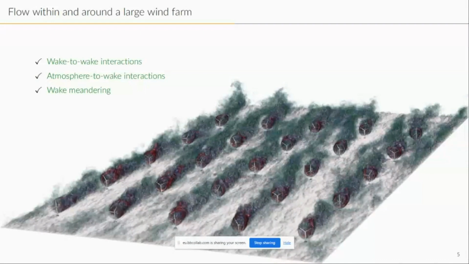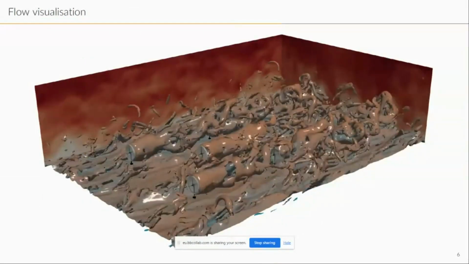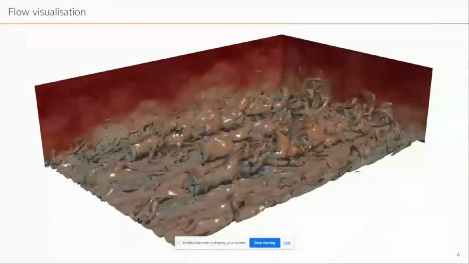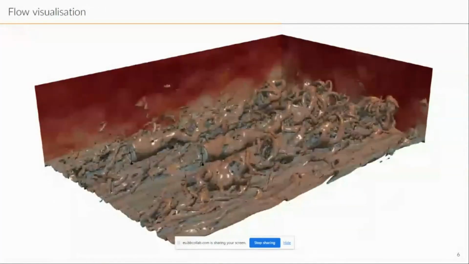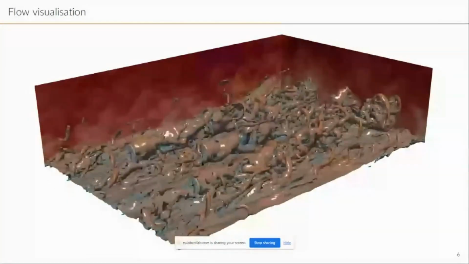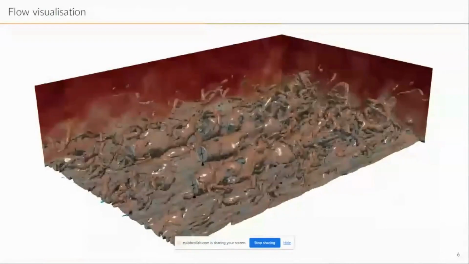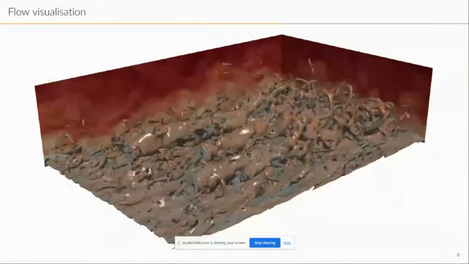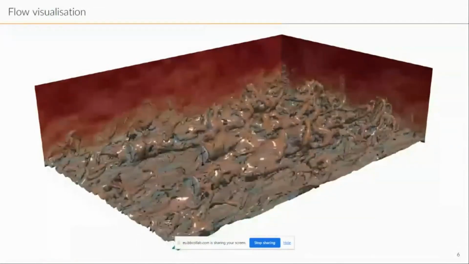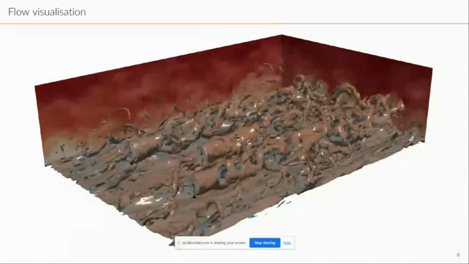Now, just to convince you of how turbulent the flow is, here I composed a video of a much smaller wind farm showing you the interactions of the atmospheric wind with the turbines.